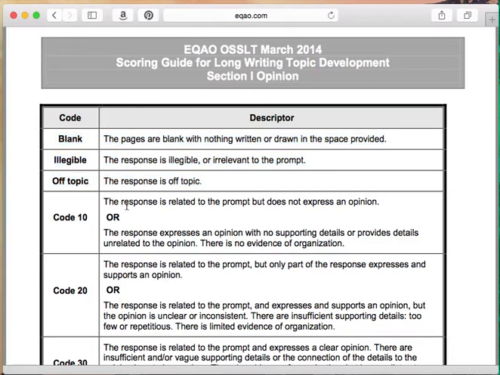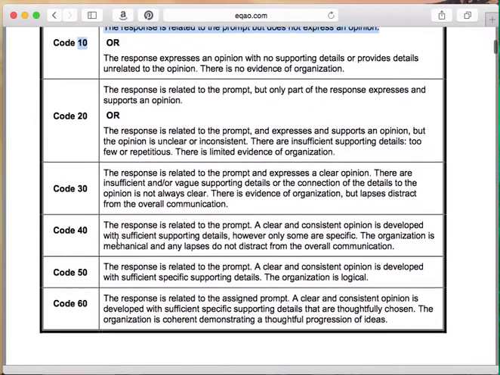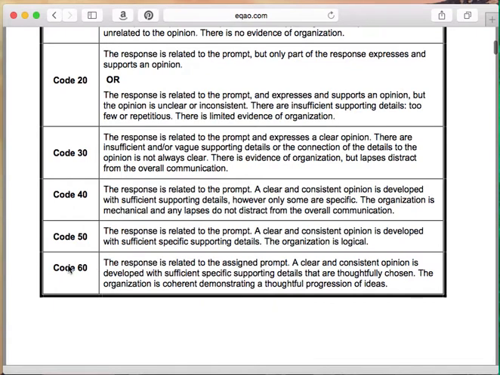However, if you write something in the space provided that is related to the prompt, you get 10 points. So once again, don't ever leave anything blank. You want to get at least those 10 points. Or if you express an opinion with no supporting detail, and there's no evidence of organization, that's how you get a 10. We'll go through the examples of each of these. Let's just take a look at code 60 really quickly.